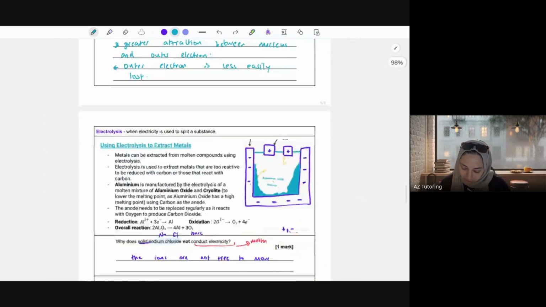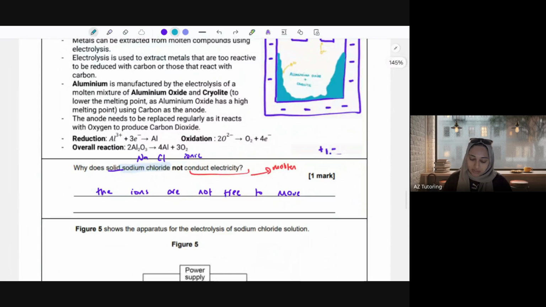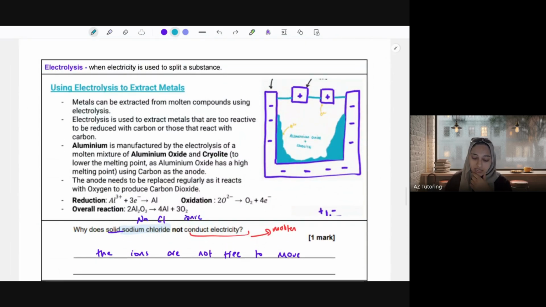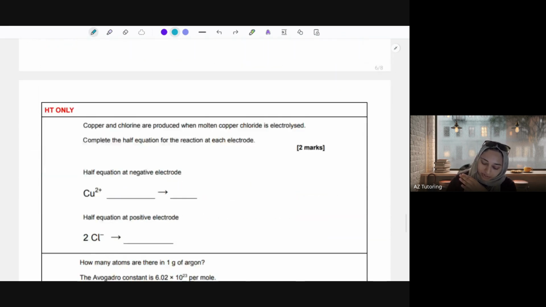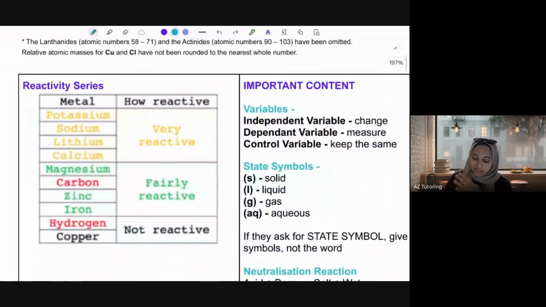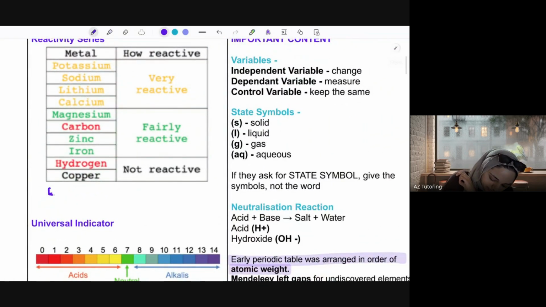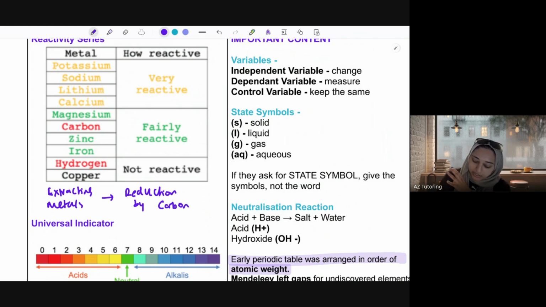Okay, moving on. Let's talk a little bit about electrolysis, one that everyone tends to hate. So what you need to remember about electrolysis is it's just electricity used to split a substance. And the reason why we speak about it in Chemistry Paper 1 is because, let's go back to this reactivity series here. Now, when we're extracting metals, we can do 2 processes. We could either do reduction by carbon. But if we cannot do a reduction by carbon, we're then going to be using electrolysis.